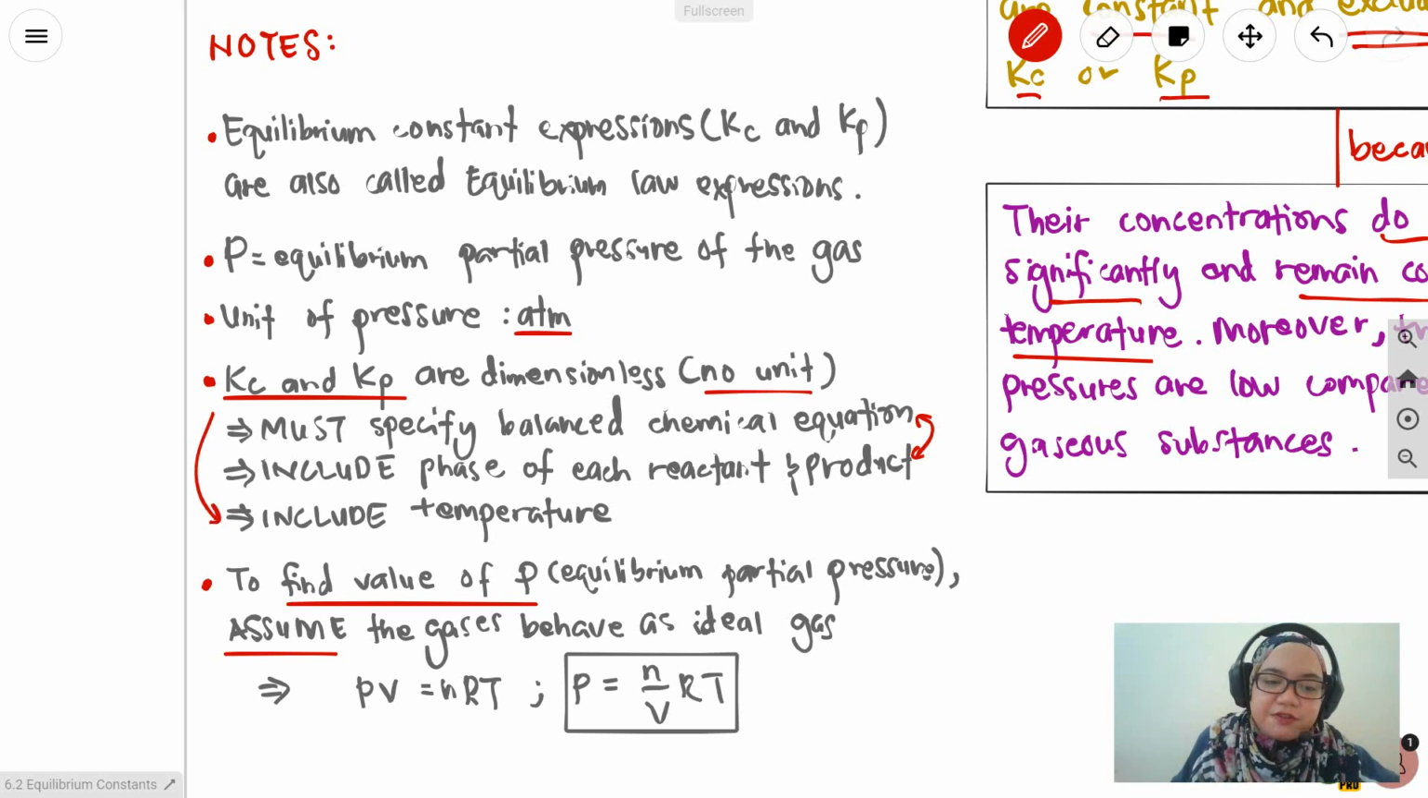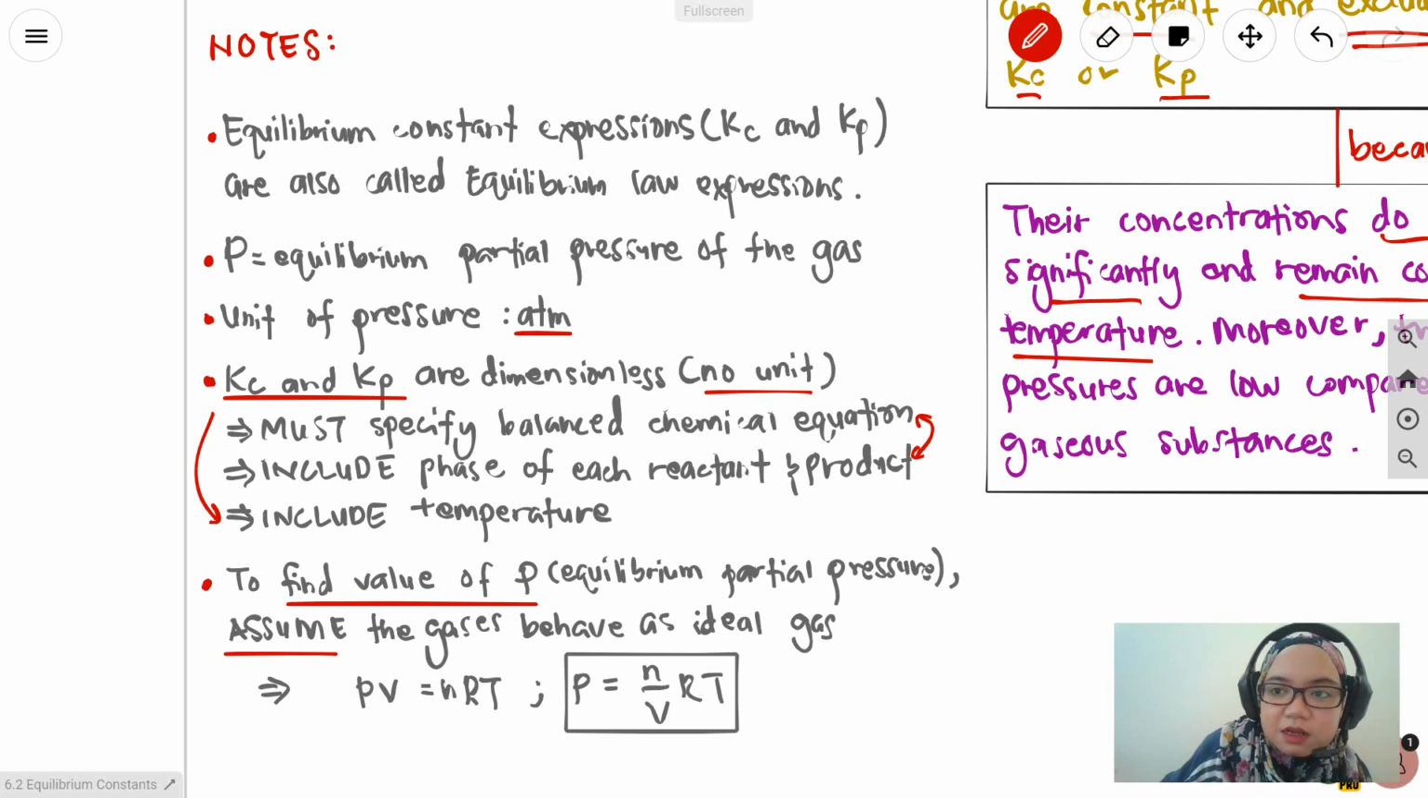Next, to find the equilibrium partial pressure, we need to assume the gases behave as ideal gases. So we are going to use the equation PV equals nRT, where the partial pressure P is equal to n over V times RT. Okay, so these are the notes that we need to take note of when working with the equilibrium constant expression.